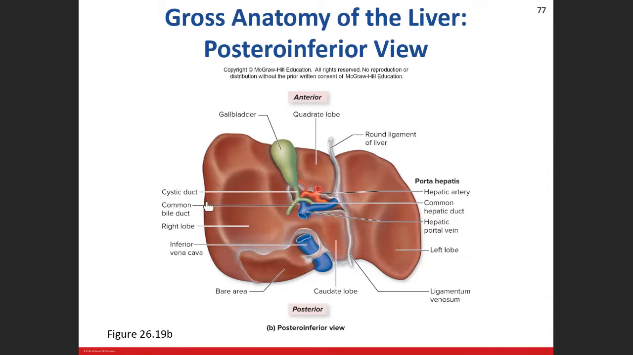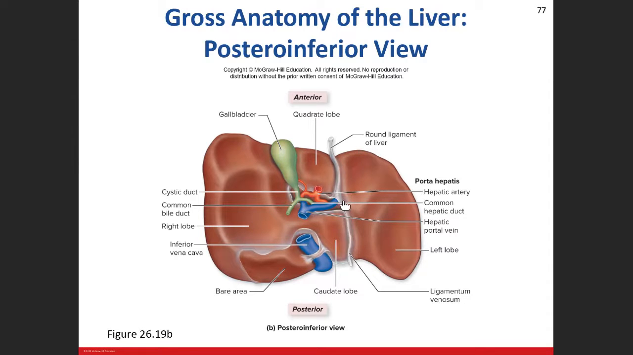We look at it from the inferior posterior view here, and you can see this big lobe, that's the right lobe. Here's the left lobe, but then we have a couple smaller lobes. The lobe that's adjacent to the gallbladder is the quadrate lobe. That's going to be more anterior there. And then the caudate lobe is going to be more to the posterior portion, and that's going to be adjacent to the inferior vena cava here.